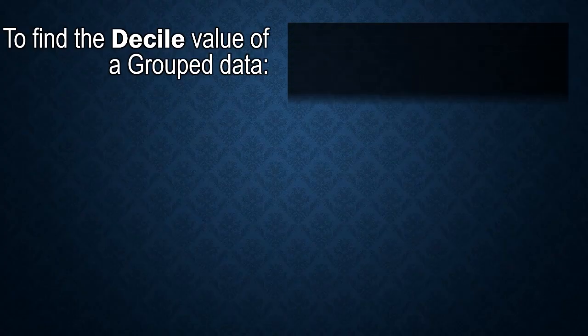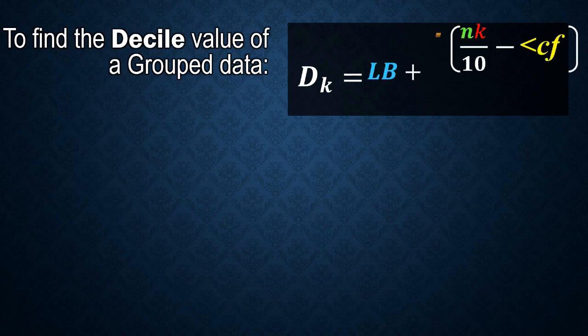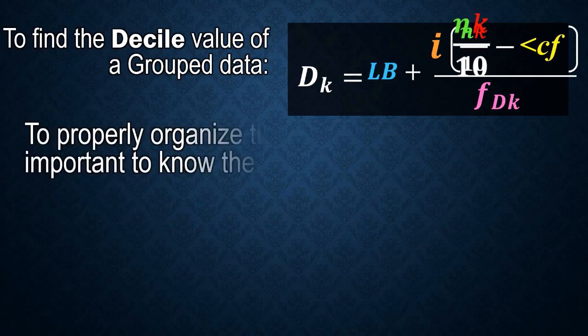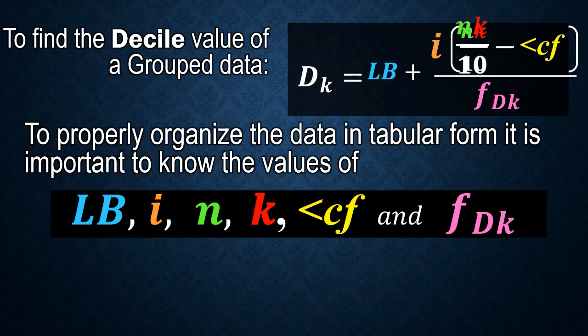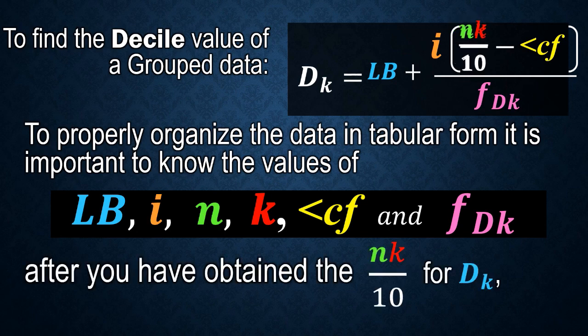To find the decile value of a group data, remember D sub k is equal to LB plus I times NK over 10 minus less than CF all over the frequency of decile class. To properly organize the data in tabular form, it is important to know the values of LB, I, N, K, less than CF, and FDK after you have obtained the decile class.